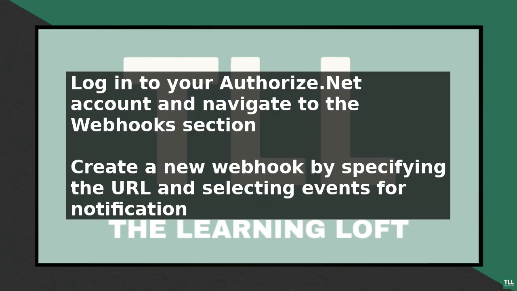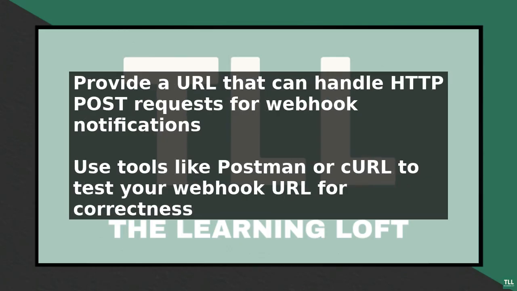Once your webhook is set up, you can start receiving notifications from Authorize.net. These notifications are sent as JSON payloads and contain information about the event that triggered the notification. You can use this information to update your database, send notifications to your customers, or perform other actions.